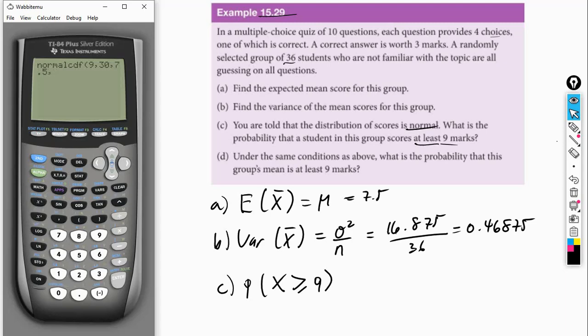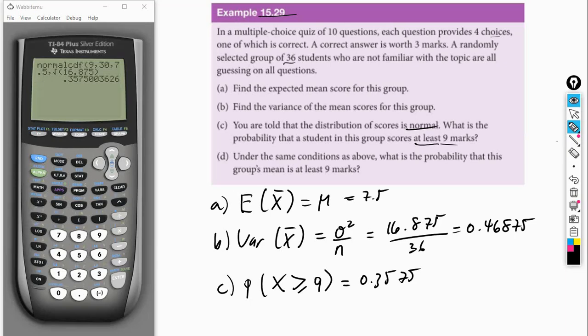and the standard deviation. But the standard deviation is just the square root of the variance. So we would do square root of 16.875. Hit enter, and there we go. So notice that this is going to equal 0.3575, or a chance of 35.75%.